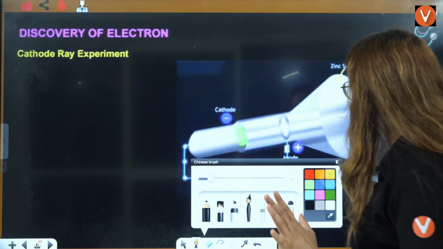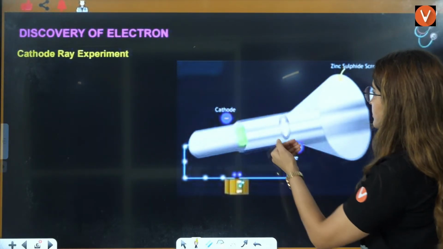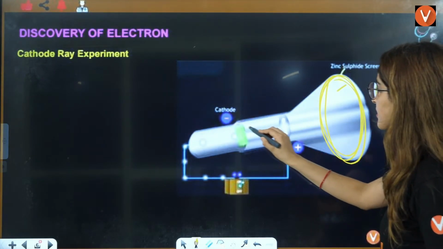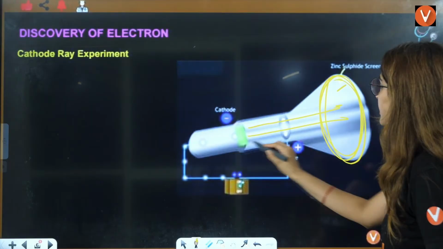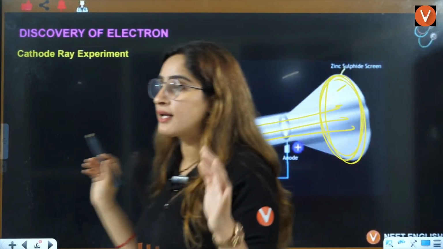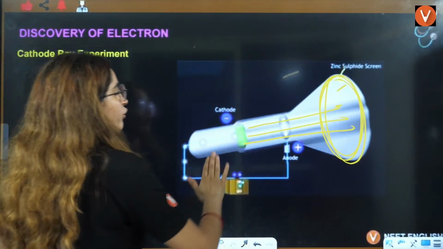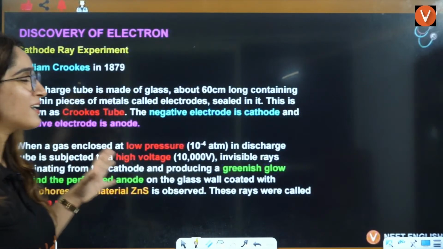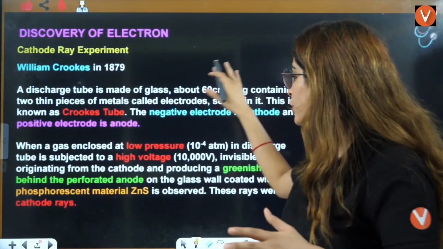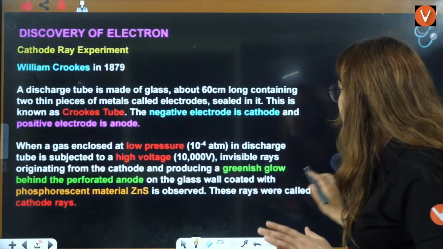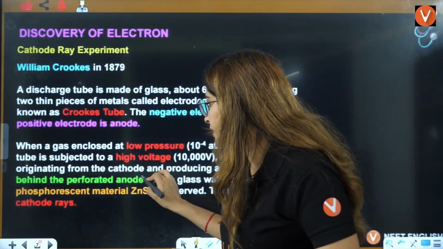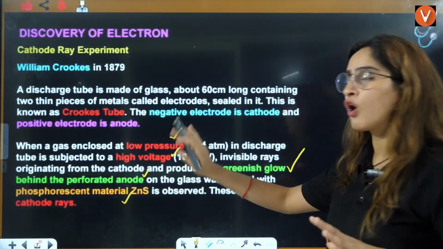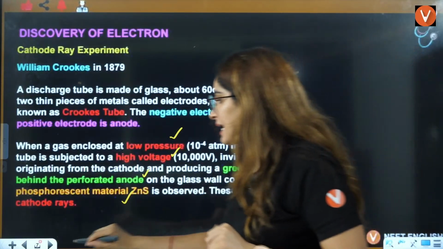This is all that I have shown. This is cathode, this is anode, this is the zinc sulfide screen. These rays will strike here and you will get to know that there is some ray that is coming out of the cathode, right? This is all the theory part that I have already taught you. That greenish glow on the perforated anode, fluorescent screen will be there. Low pressure, high temperature, all of these I have already told you, right?